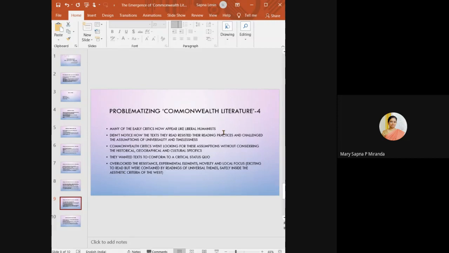All right. So when these critics were reading texts written by people from these various colonies, they failed to recognize certain things. What did they not notice? That the texts they were reading were actually resisting their reading practices. And what were their reading practices? Their reading practices were based on the Western canon. But these texts were actually very, very different. They were not written according to the Western canon.